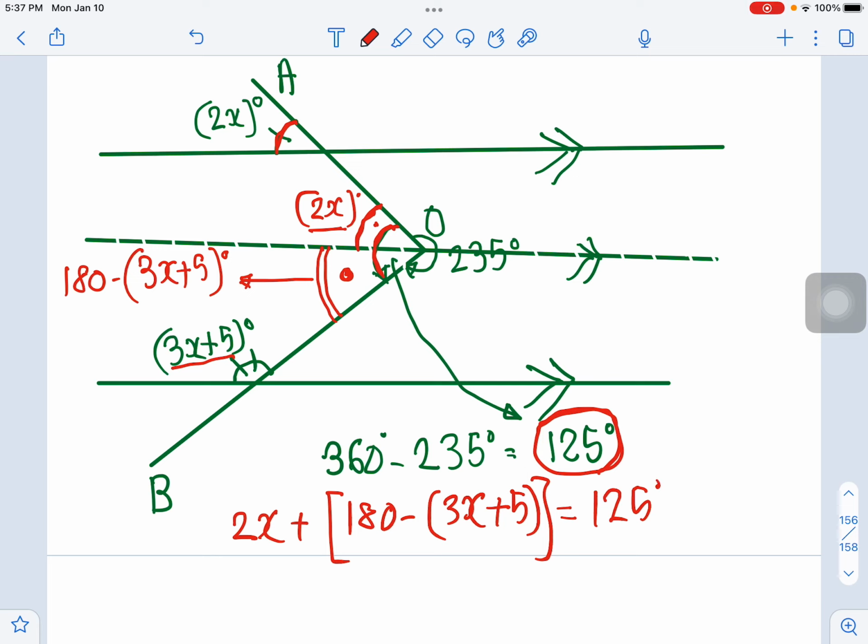And therefore when you expand the bracket, you get 2x plus 180 minus 3x minus 5 equals 125, and therefore x becomes 50.